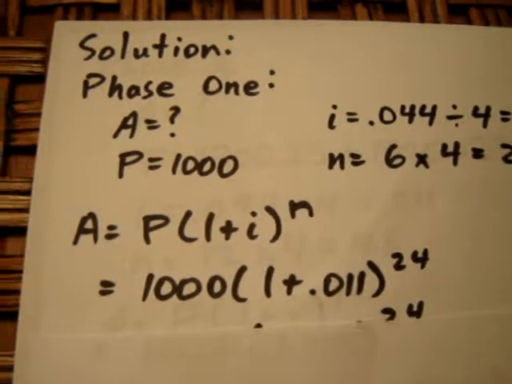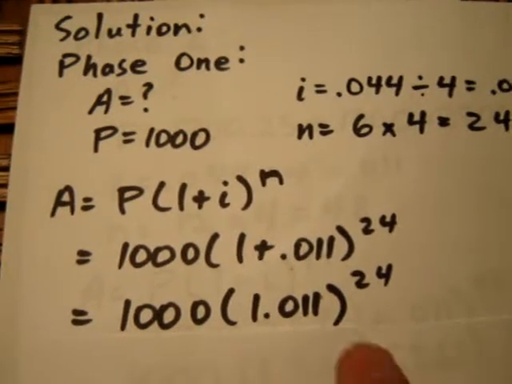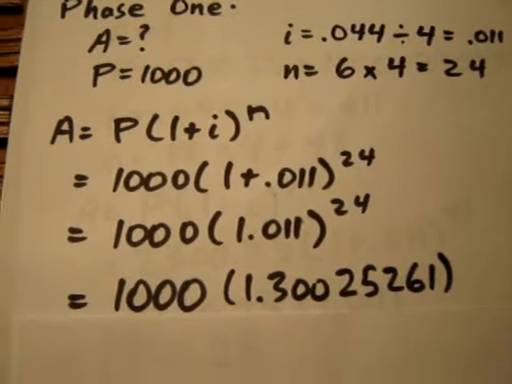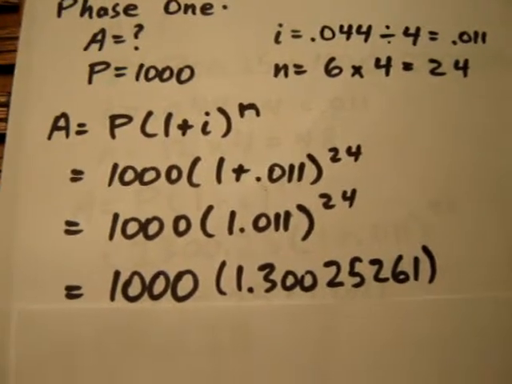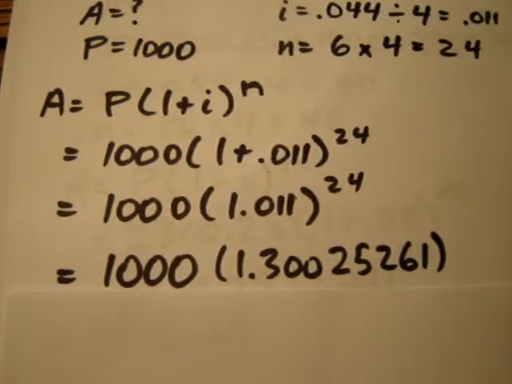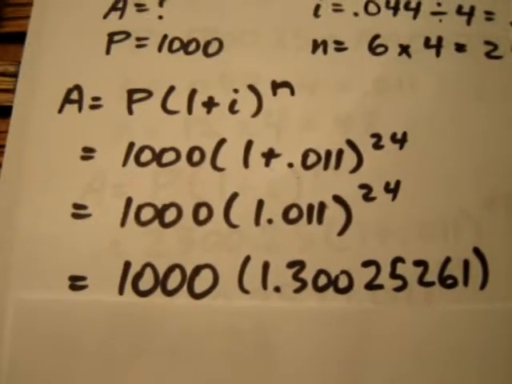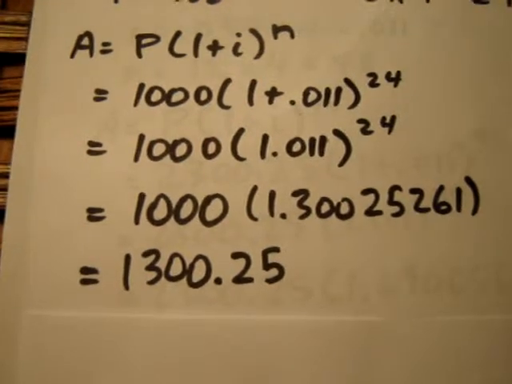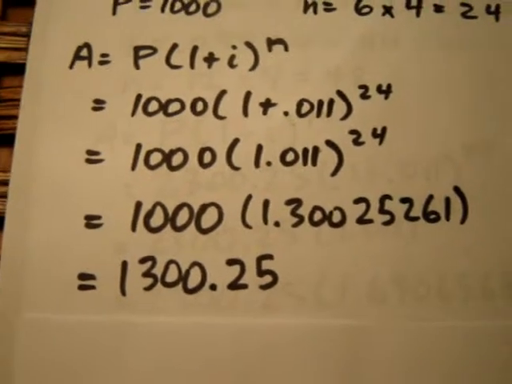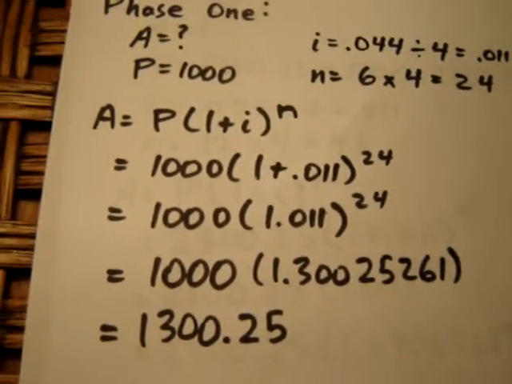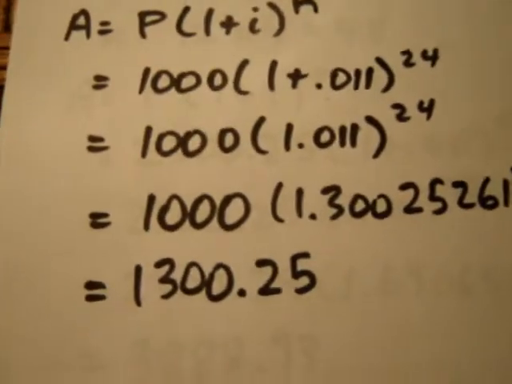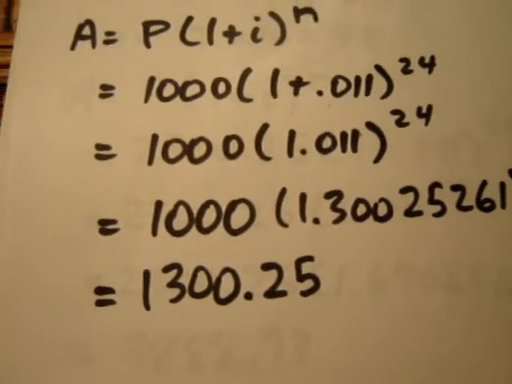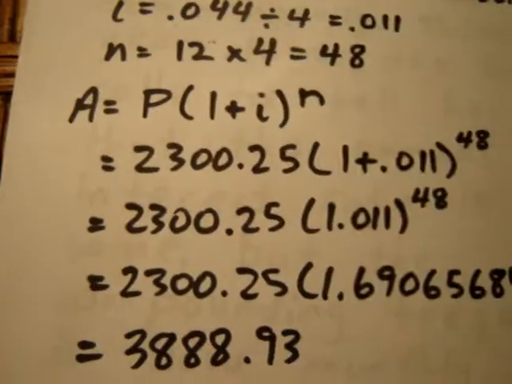and we evaluate our bracket first, and then we evaluate our power with the exponent. We get 1.300252661, and our original principal was 1,000, and so we get a final amount of $1,300.25 on Simon's 6th birthday. Now, when he woke up in the morning on his 6th birthday, he's only 6 years old, so he probably didn't know this, but he actually had $1,300.25 sitting in the bank.